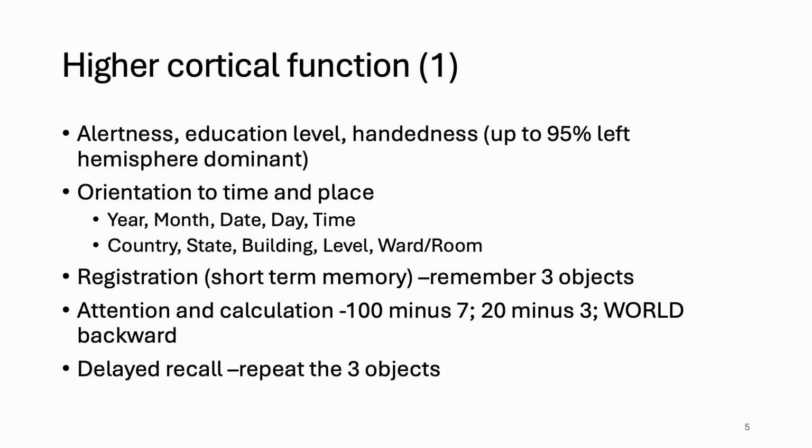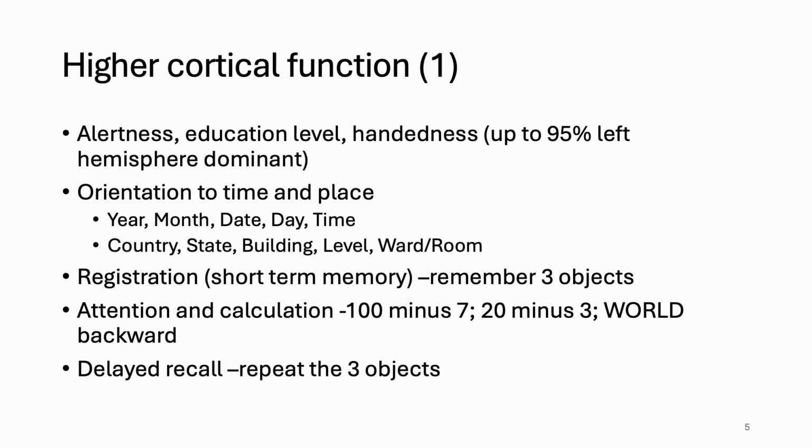The assessment of higher cortical functions begins by checking the patient's alertness, asking about their education level and handedness. Next, you would examine the patient's orientation to time and place. You would use a 5-point score for orientation to time: ask about year, month, date, day, and time. For orientation to place, ask about the country, state, building level, and the ward or room number.